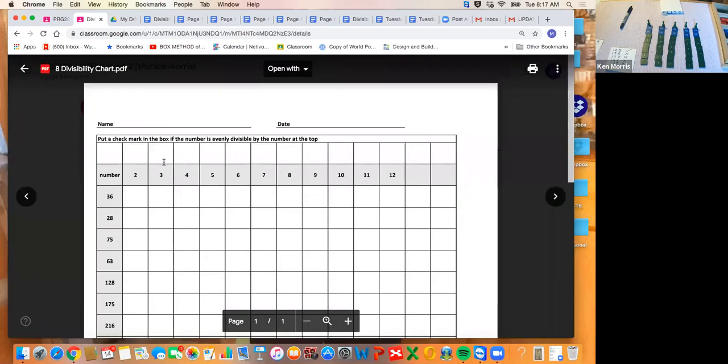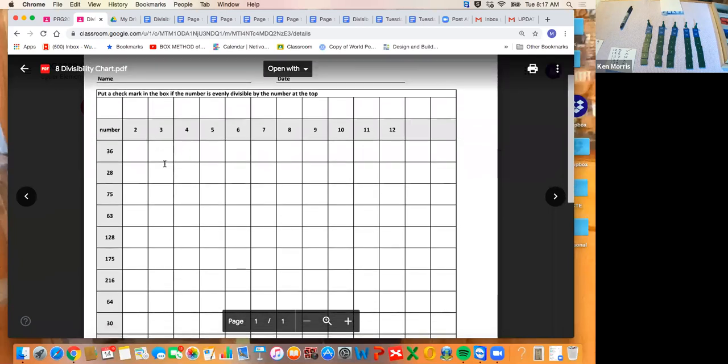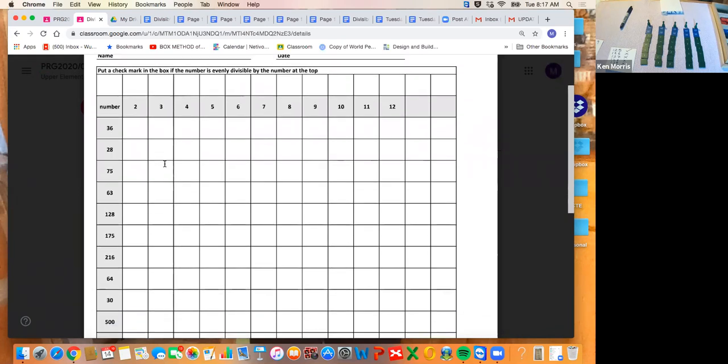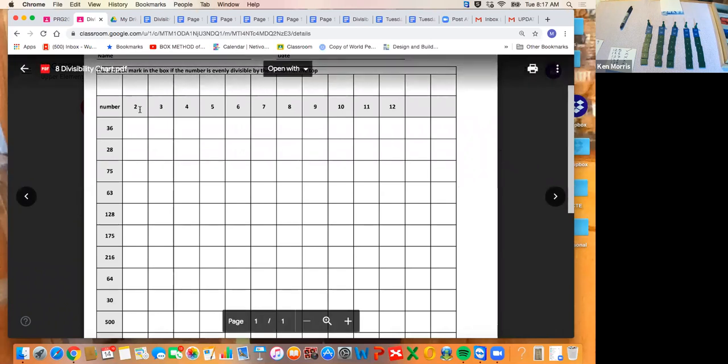Okay, so these are some of the things that you will hand out to your children after they've seen all of the rules. This is a really cool thing. We have numbers going down the first column here, just a random set of numbers, and then we have numbers across the rows. These are the divisors. So we want to check whether 36 is divisible by 2.